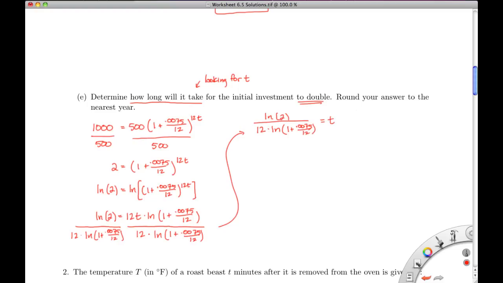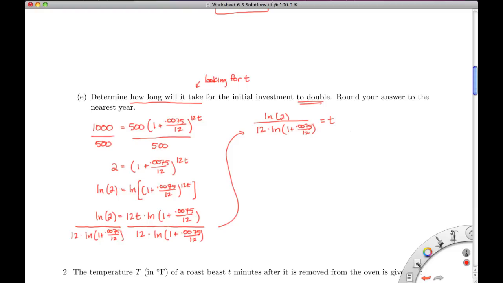I know it kind of seems obnoxious to have to carry through all these ln's and everything, but if you start rounding within the problem, you're going to leave yourself open to compounding rounding errors throughout your problem. So it's best to leave the ln's and the logs in your calculation, and in the very end, then you can do all the rounding that you need to do.